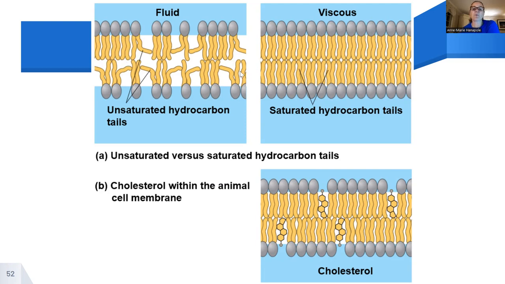If they are primarily saturated hydrocarbon tails, they're going to pack closer together. And so they're going to be less fluid, more viscous, so moving less when they are saturated with the hydrocarbons.